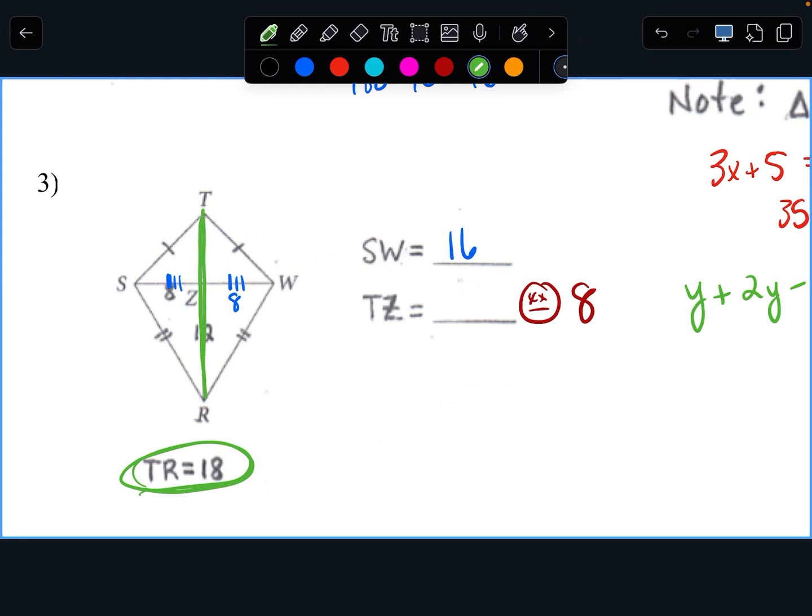TR is 18. And then just a chunk of it is 12. So you just go 18 minus 12. 6. Okay.